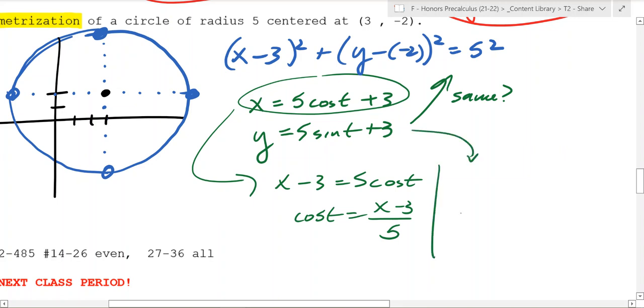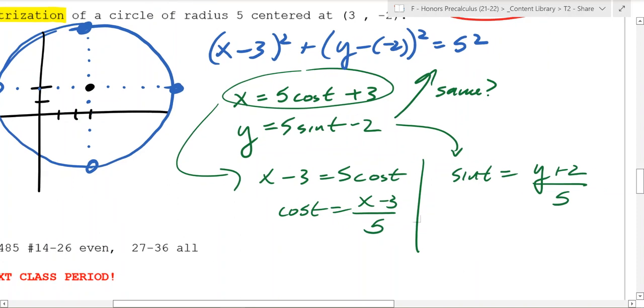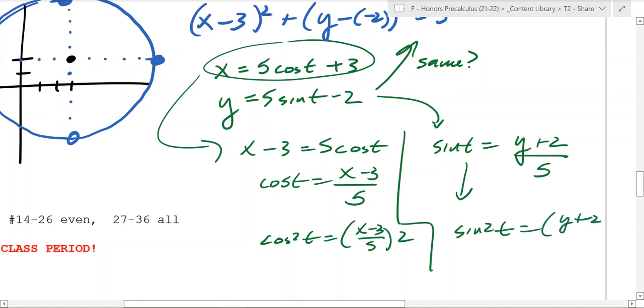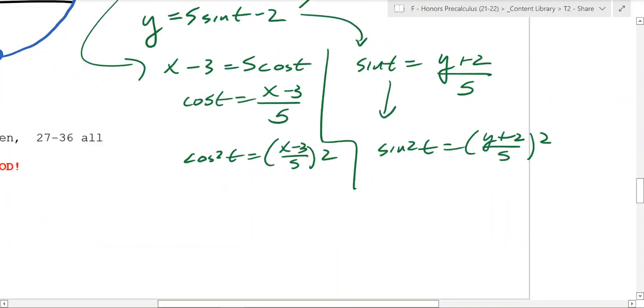And then similarly, we know that sine t is going to be equal to y plus 2 over 5. So what does that mean? We'll square both sides. It means that cosine squared t is equal to x minus 3 over 5 squared. And similarly here, it tells us that sine squared t is equal to y plus 2 over 5 squared. So what that means is you can now add these together.